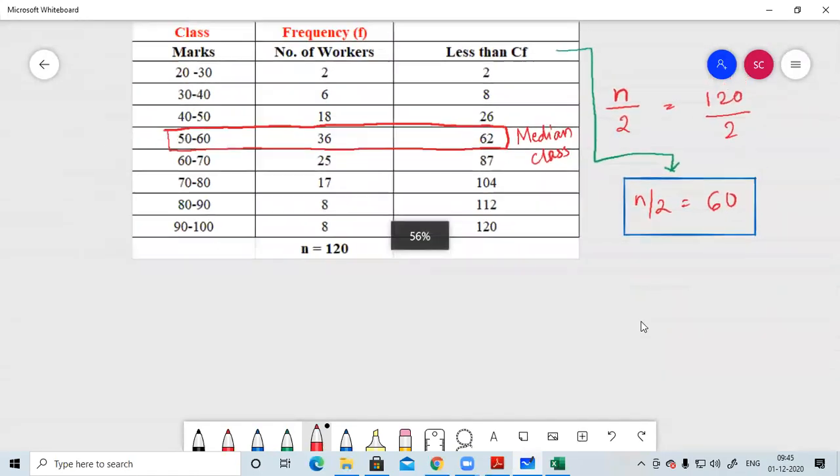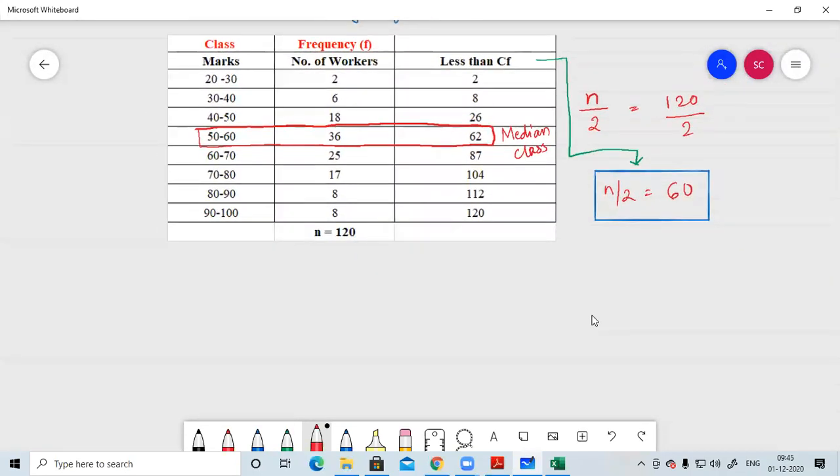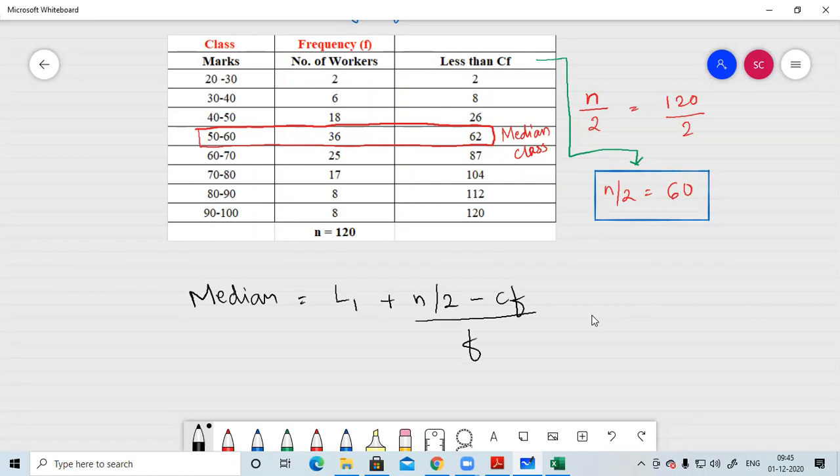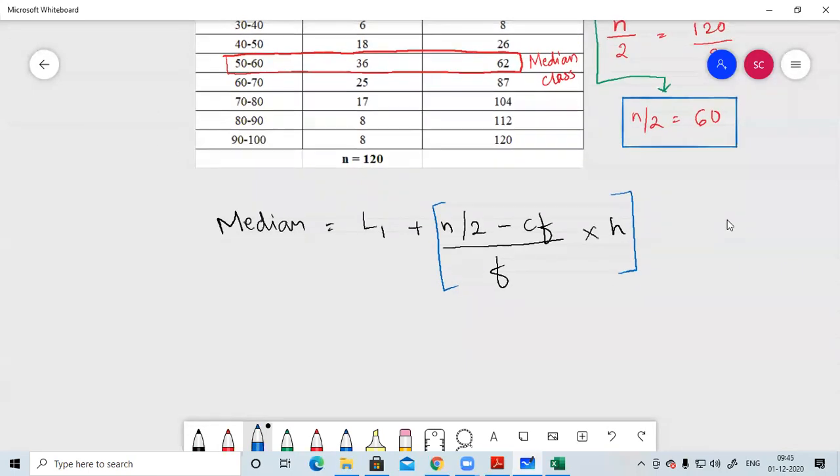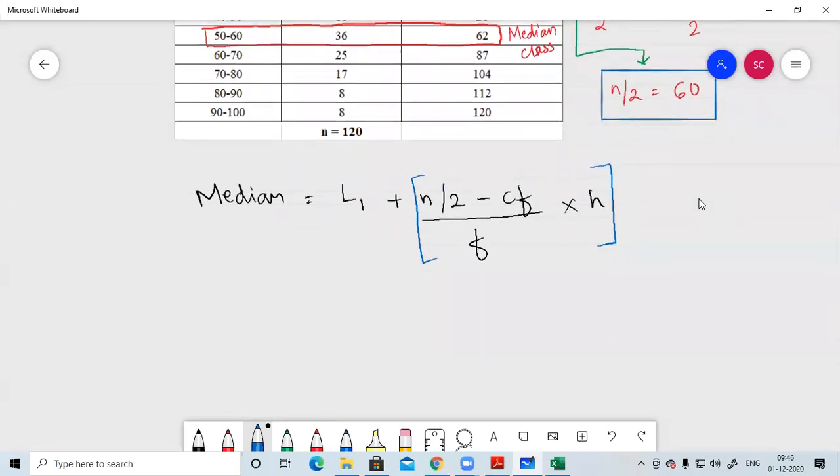Yes, sir. Okay. Now, using the formula, median is equal to L1 plus n by 2 minus CF upon F into H. There's no need to put a bracket if you understand the process for calculation. A bracket will be just helpful.